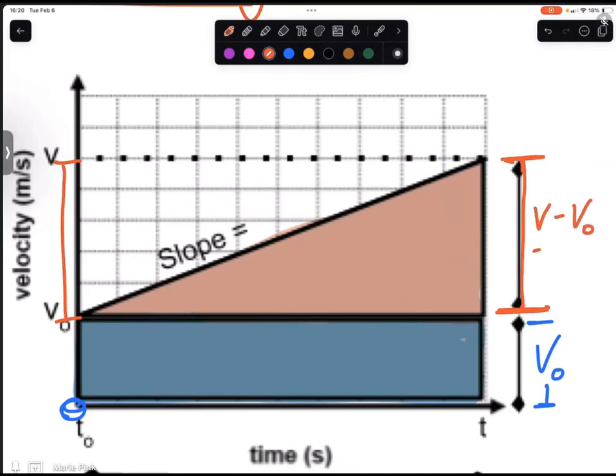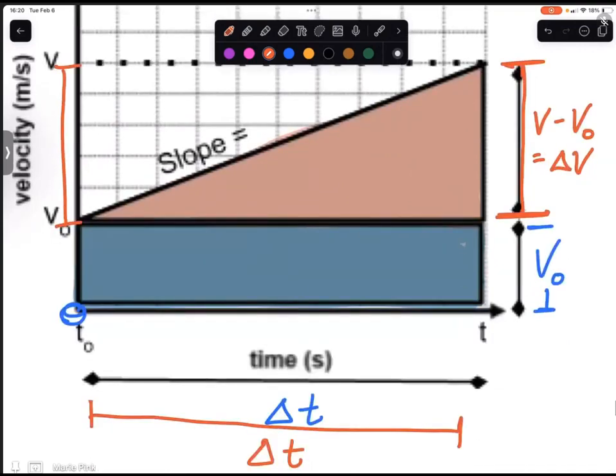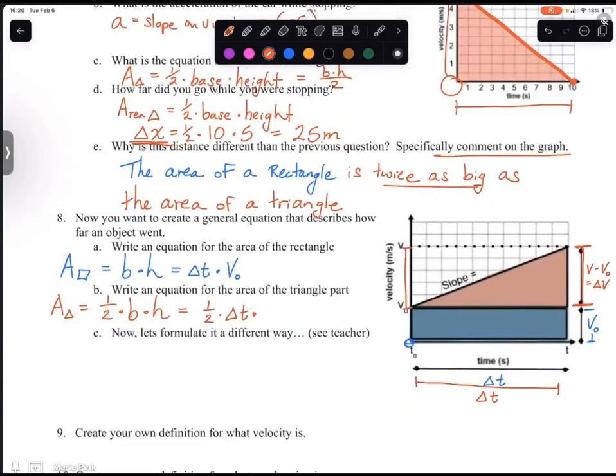Well, that is also written as your change in velocity. So I can look at it as how much my velocity has increased over some amount of time. So I'm going to say, okay, so that'll be times my change in velocity. Now this next part is a little bit weird, so bear with me here.